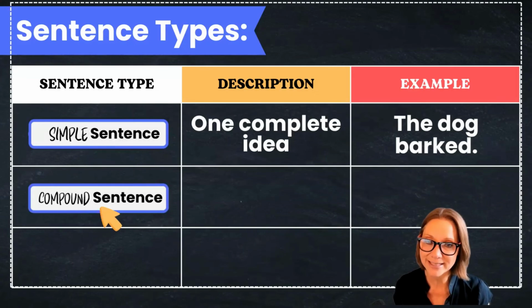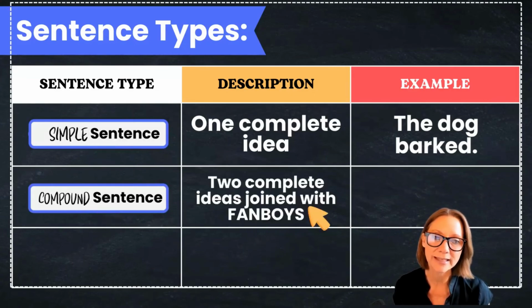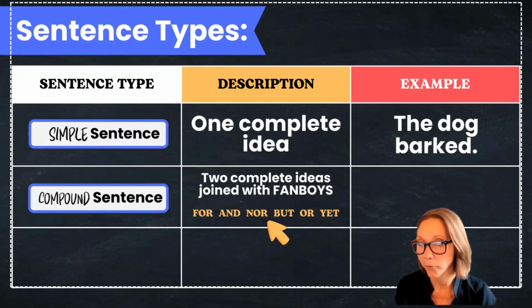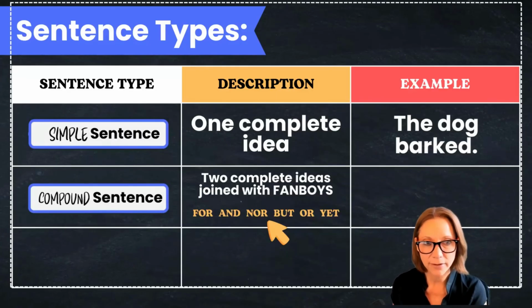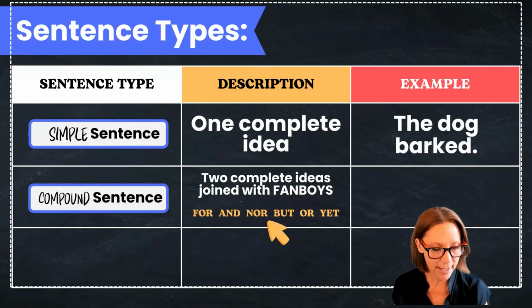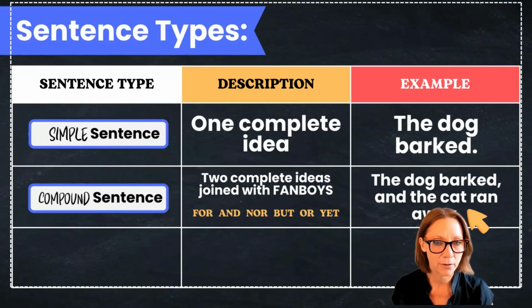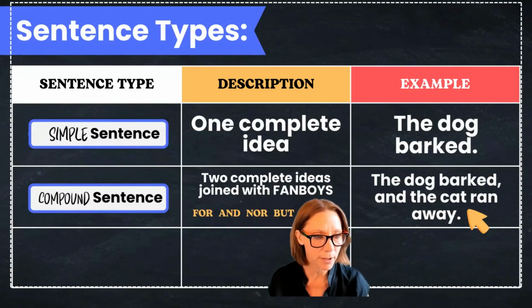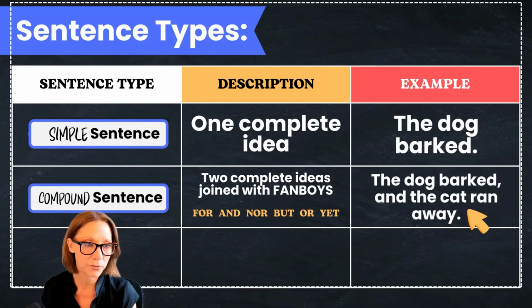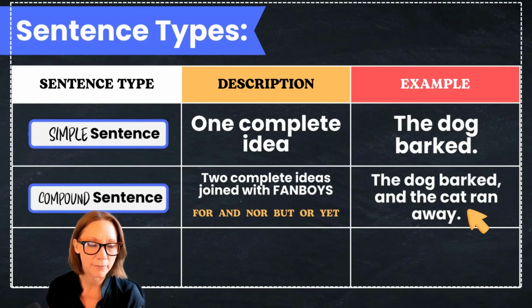Now, a compound sentence is 2 complete ideas joined with FANBOYS. And FANBOYS is just a way for you to remember what that conjunction is that puts them together. So you could use for, and, nor, but, or, yet. And think of those as like the glue that connects these 2 sentences together. You have to have it in order to make a compound sentence. So in this example, the dog barked and the cat ran away. We have 2 complete thoughts. They're 2 completely full sentences here.